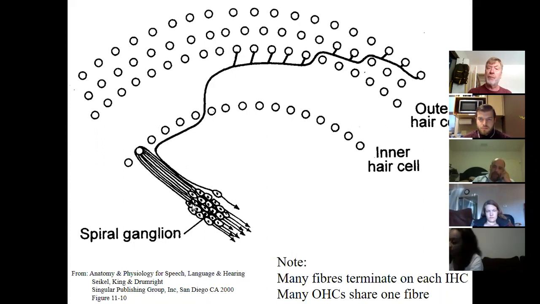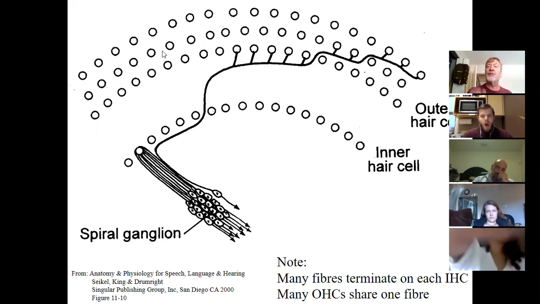Inner hair cells, spoiled rotten, they each get 10 fibers. The outer hair cells are really starved. A bunch of them have to share one eighth nerve fiber. So basically the eighth nerve is all about inner hair cells. But when you're thinking about outer hair cells, how else are they innervated?